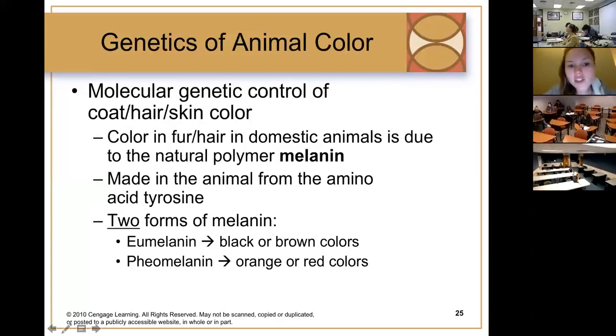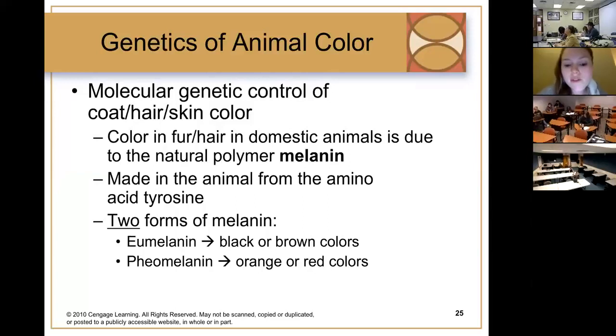Just to show you how genetics comes into play, we're going to talk a little about the genetics of animal color. There's molecular genetic control of coat, hair, or skin color. Color in the fur or hair of domestic animals is due to a polymer called melanin. Remember, polymer just means a long compound of similar units. Melanin is made in the animal from the amino acid tyrosine.